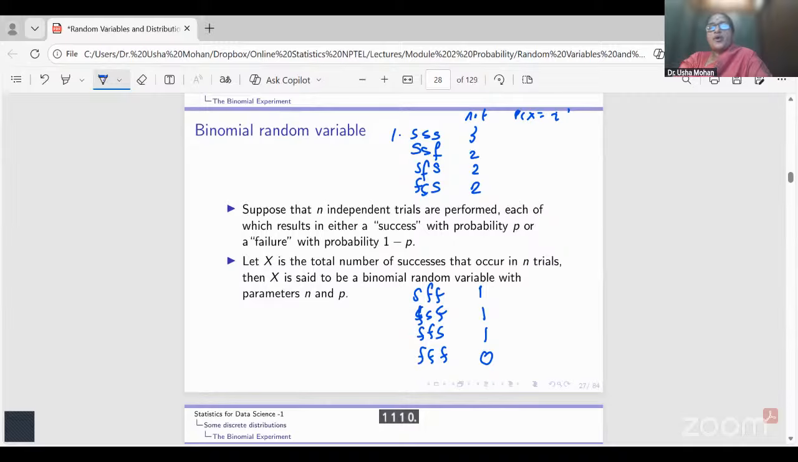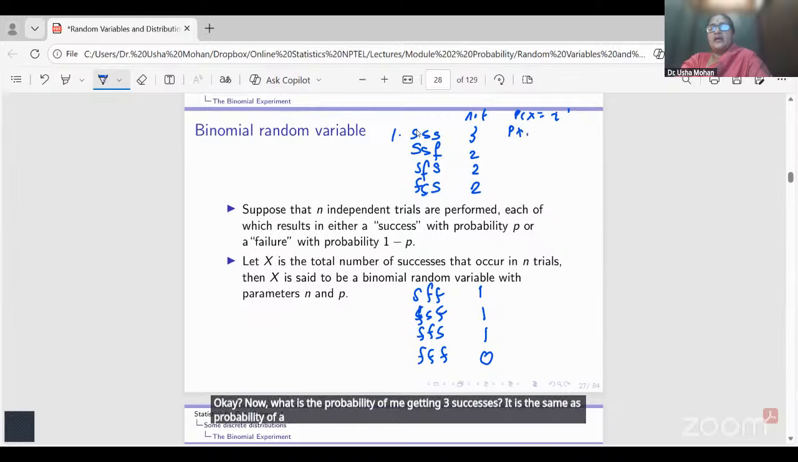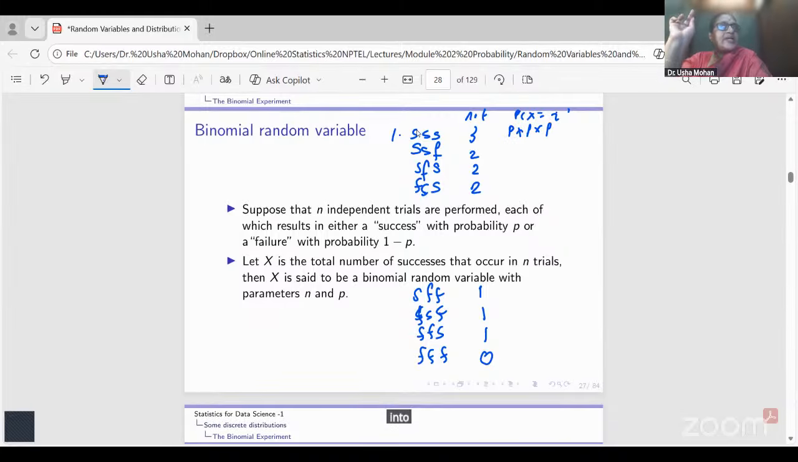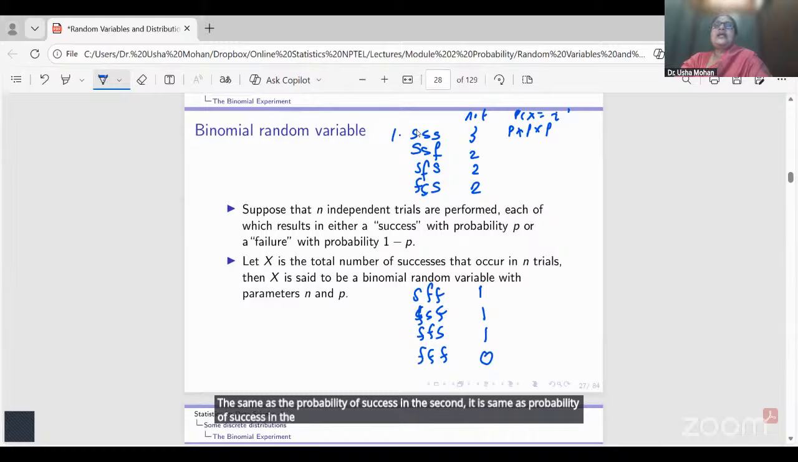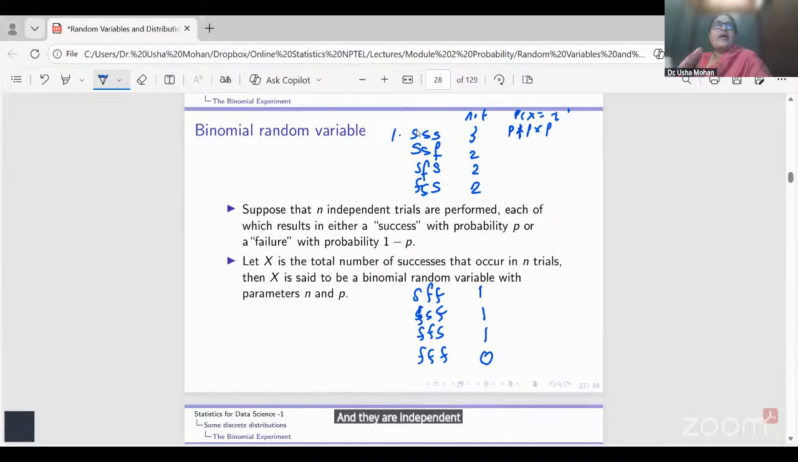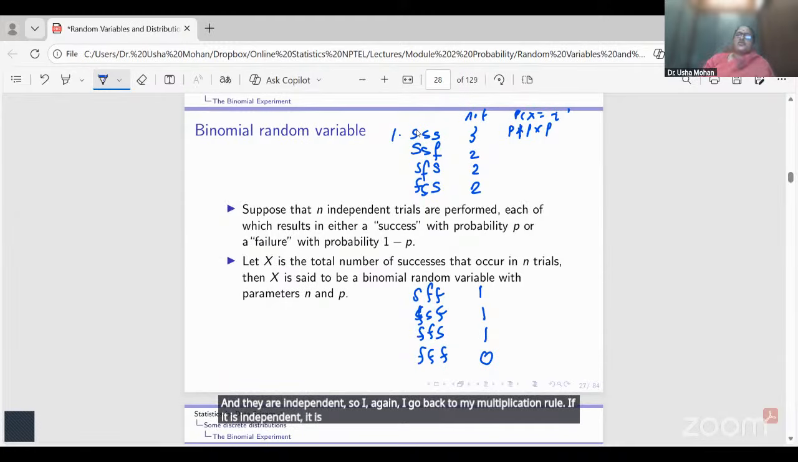Now what is the probability of me getting 3 successes? It is the same as probability of a success, P into P into P. Why is it P into P into P? I know that the probability of success in my first trial is the same as the probability of success in the second. It is the same as probability of success in the third, and they are independent. So I go back to my multiplication rule. If it is independent, it is a product of probability. So it is P into P into P. Till here, is it clear?